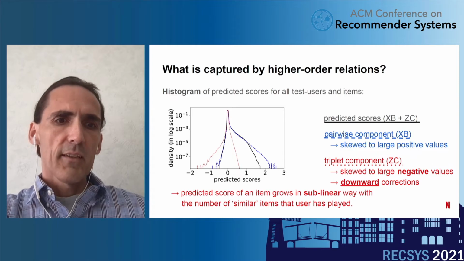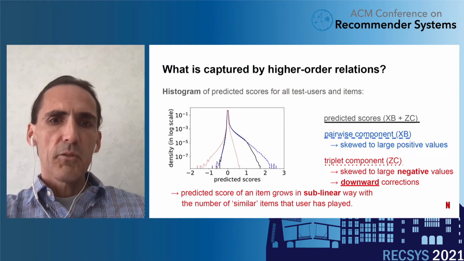In other words, the predicted score of an item grows in a sublinear way with the number of similar items that the user has played.